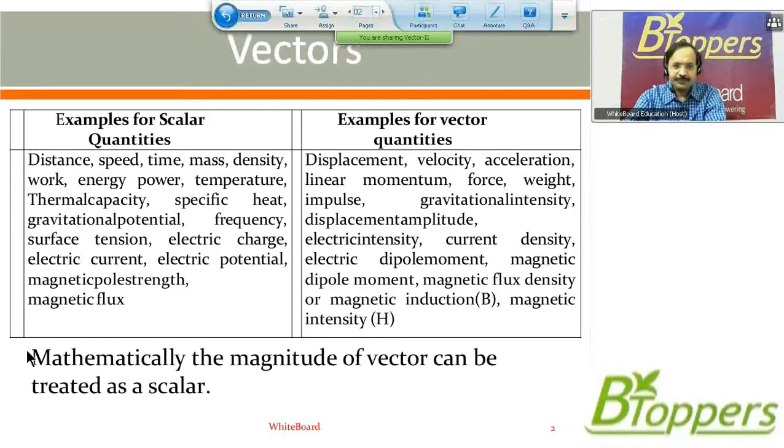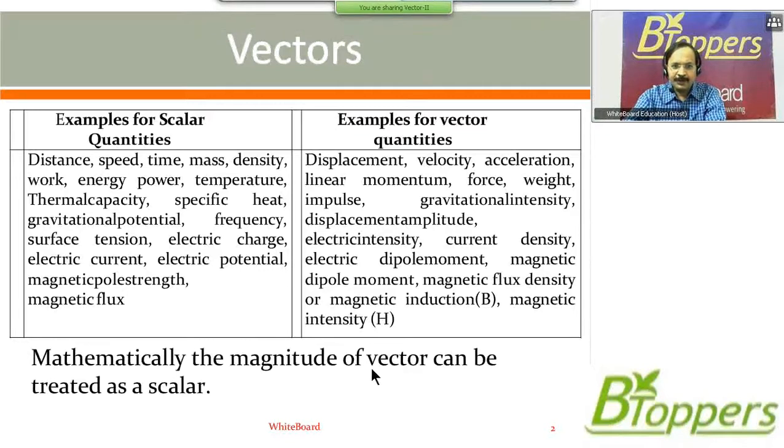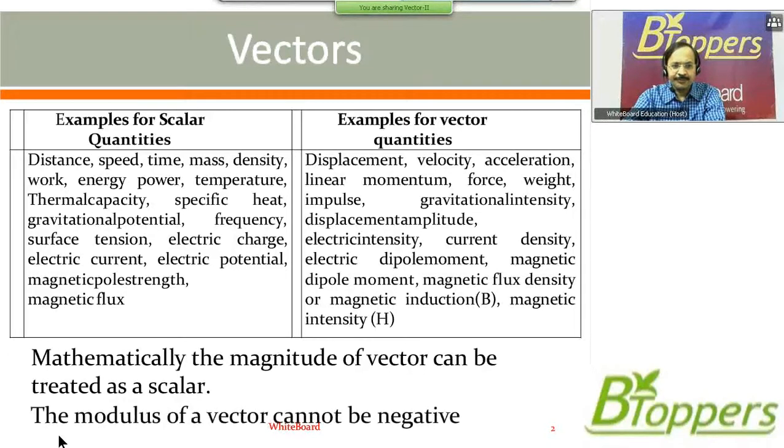Mathematically, the magnitude of a vector can be treated as a scalar. That means I am going to show you the list of the conclusions of the discussion. The modulus of a vector cannot be negative. So those who want to copy the notes can copy this part. They can start writing the notes, and if they need more time to write, they can pause and write the notes.